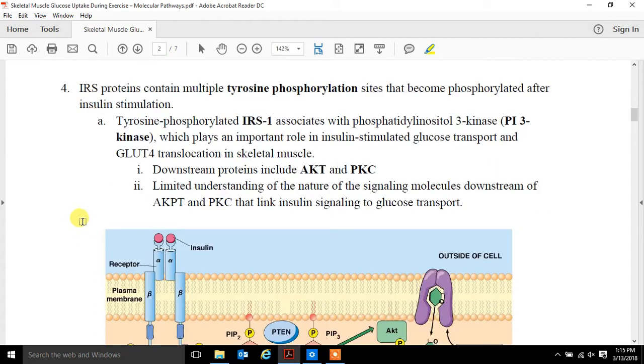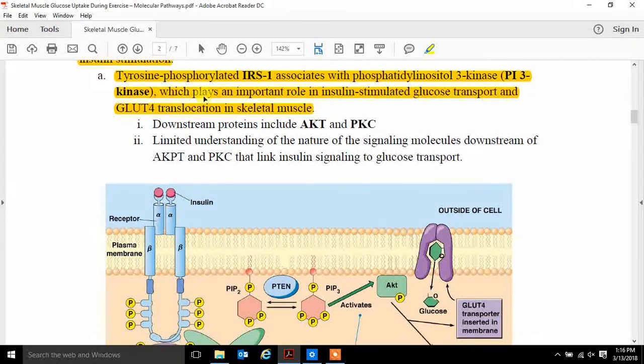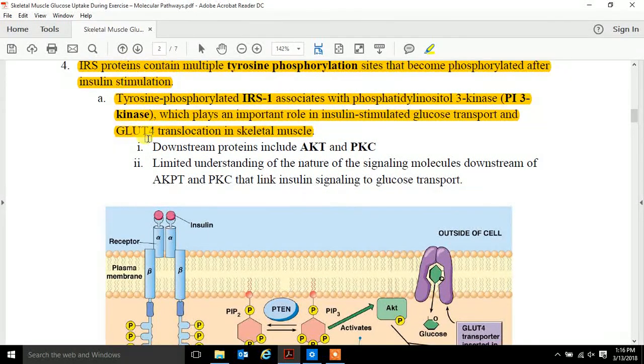The IRS protein contains multiple tyrosine phosphorylation sites that become phosphorylated after this insulin stimulation. So that phosphorylates the IRS1, results in, I'm just going to highlight this here, and I'll talk about it. Multiple tyrosine phosphorylation sites become phosphorylated after we get insulin binding. The IRS1 associates with PI3 kinase. Hopefully some of these terms you're recognizing from last week or two. So we get PI3 kinase.